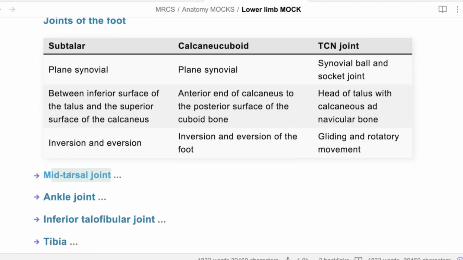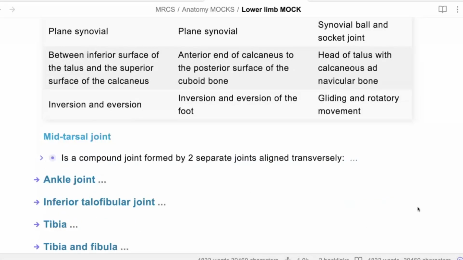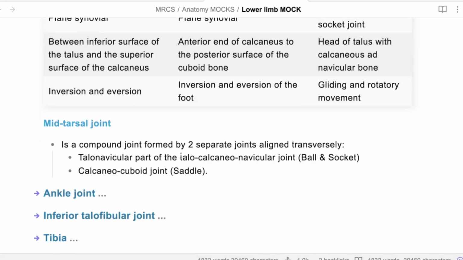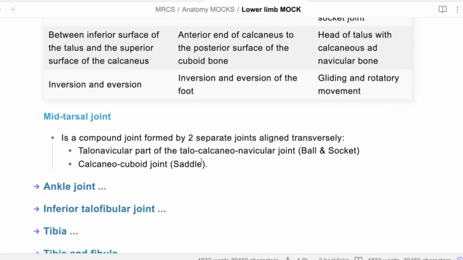How is it formed? So, mid-tarsal joint is basically a union of two joints, that are calcaneocuboid and talocalcaneonavicular, and they form the joint with the bases of the five metatarsal bones. So that's all, sir, about that. Yes, mid-tarsal joint, that's right. The two separate joints aligned transversely. That's the talonavicular joint and calcaneocuboid joint. Obviously, one is ball and socket, and the other one is saddle.